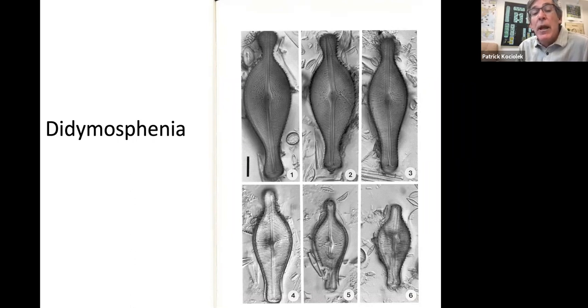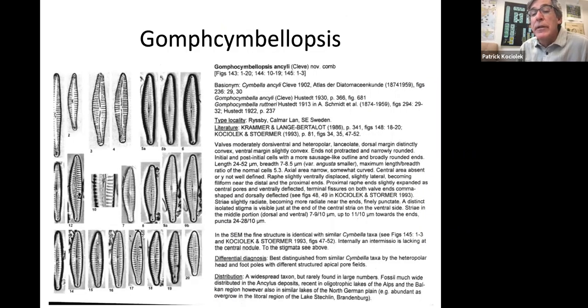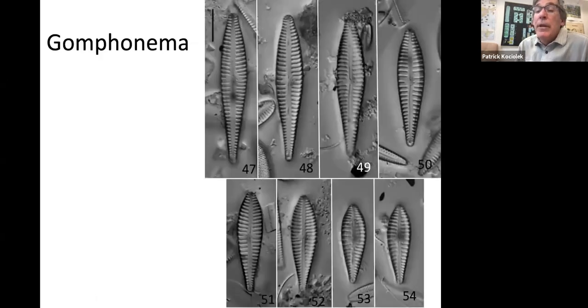But Didymosphenia and Gomphocymbellopsis, and this is just a card, by the way, from the new taxon file at the Academy of Natural Sciences, which I just put in here to give a plug for that resource, which is a super resource. If you're not using it, it's just a great resource. Both Gomphocymbellopsis and Didymosphenia are cymbelloid diatoms, and independently within the cymbelloid lineage have become gomphonemoid. Within the gomphonemoid diatoms that we might know, Gomphonema and Gomphoneis and Gomphonella, there was the evolution of this symmetry.